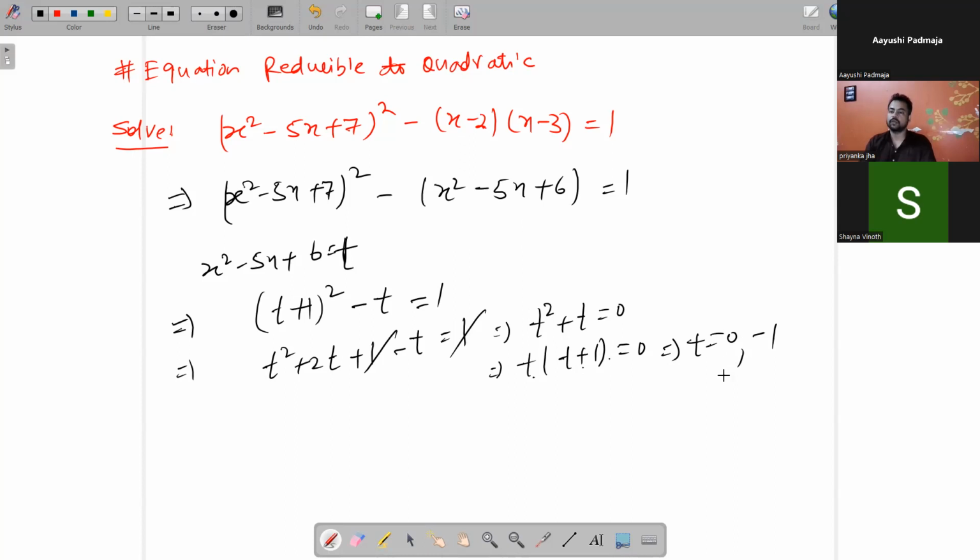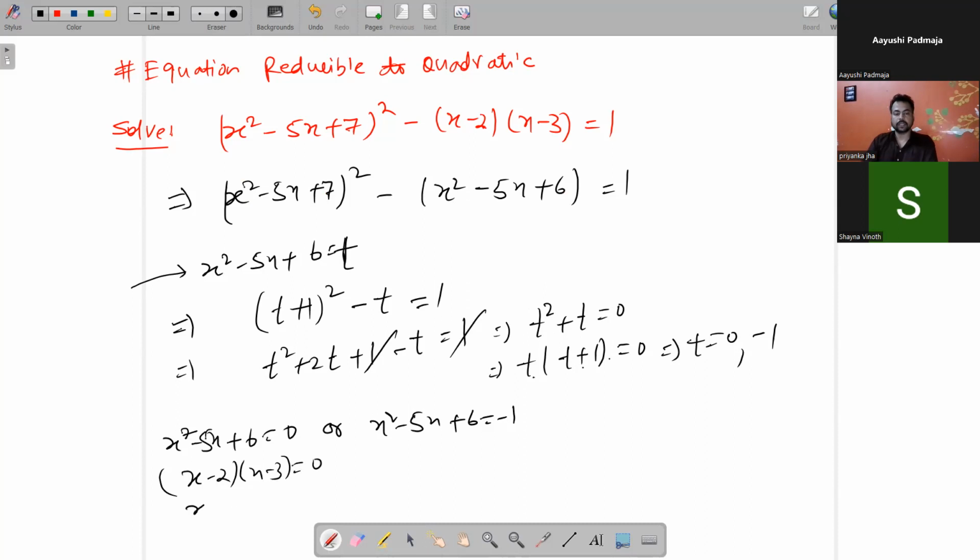So we have two values of t. But we have considered this as t. So basically, now put t equal to x square minus 5x plus 6 equal to 0 or x square minus 5x plus 6 equal to minus 1. You have to solve this. You can factorize this further. You'll get x equal to either 2 or 3. And from here you will get x squared minus 5x plus 7 equal to 0.